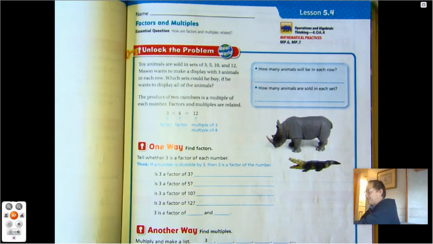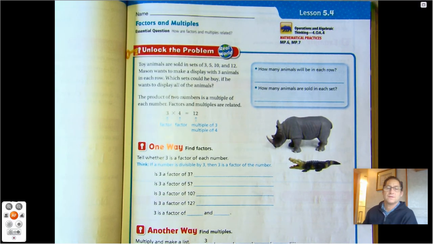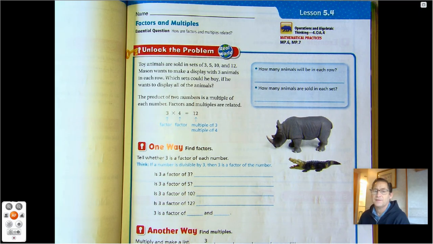The title of our lesson is Factors and Multiples. And so we want to know, how are factors and multiples related? They're not the same thing. By the time we're done with this lesson, hopefully we'll know the difference between a factor and a multiple.